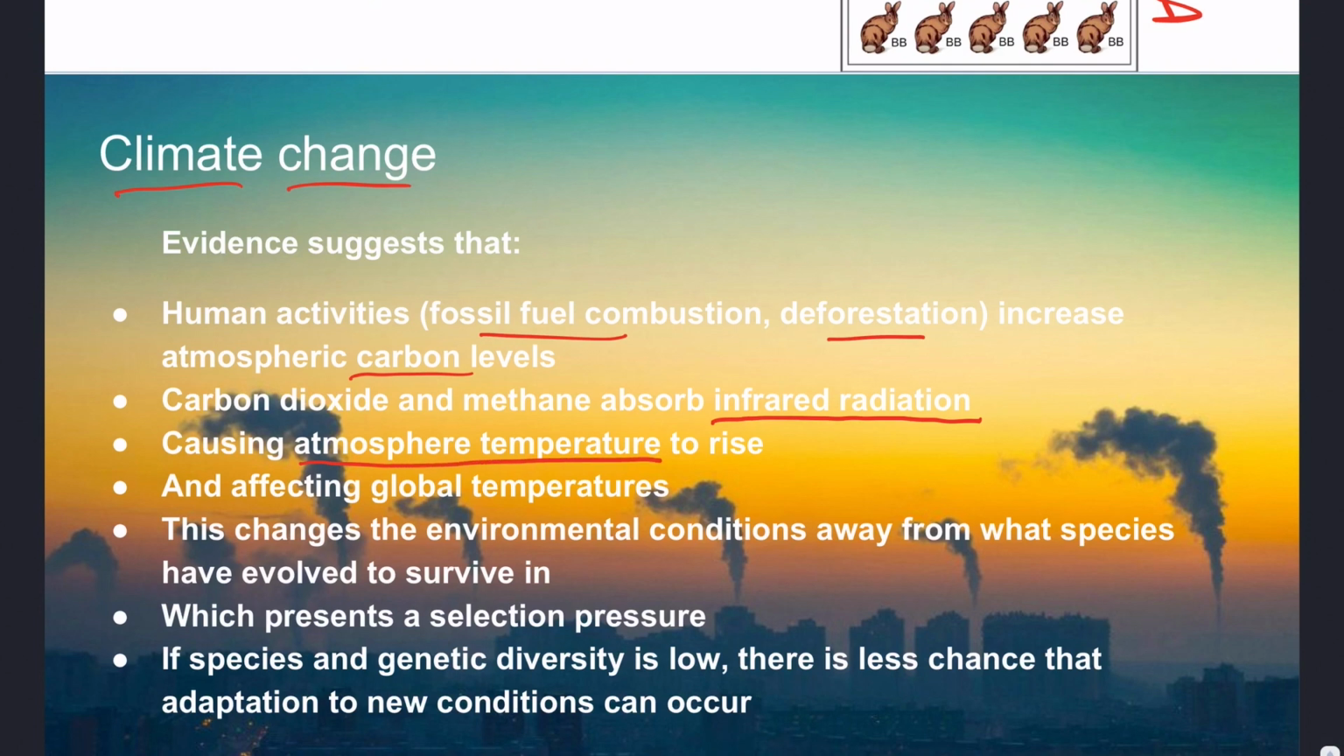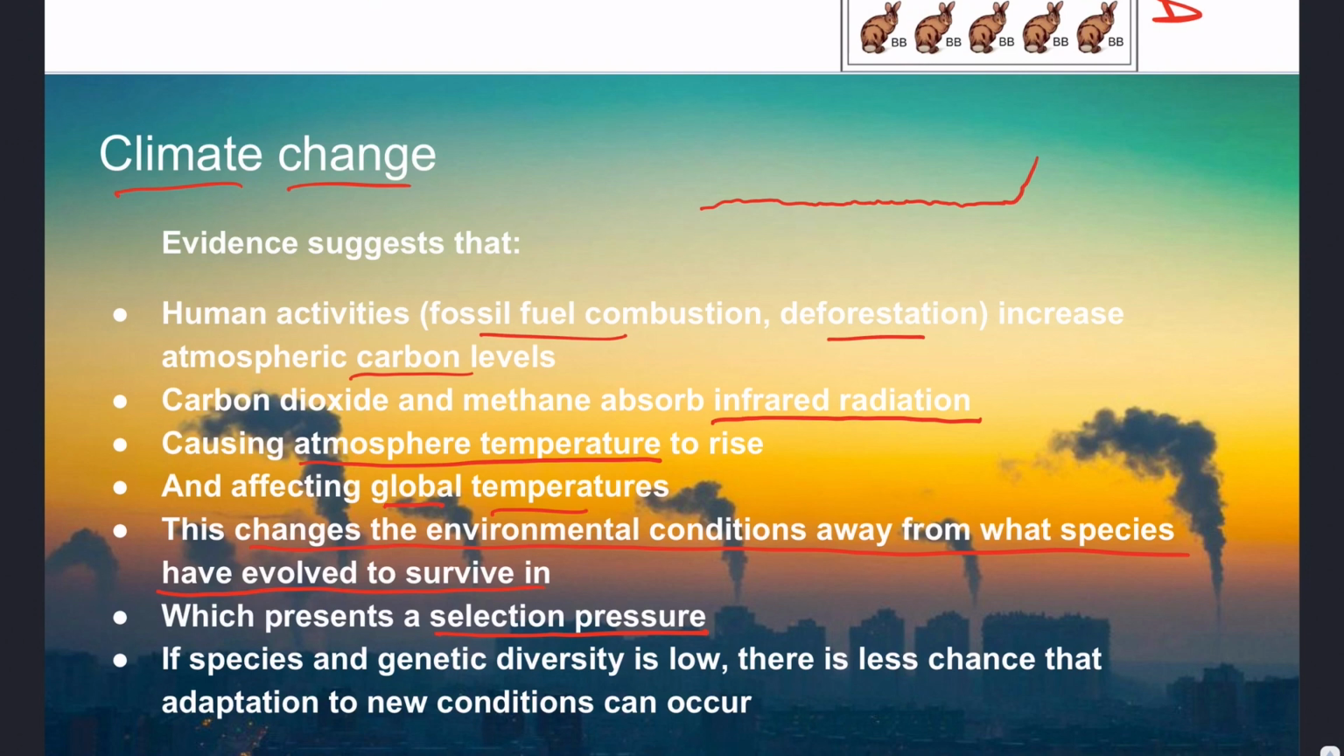Okay, and when this happens, global land temperatures increase, and the oceanic temperature increases. It's not just the atmosphere, it impacts all aspects. And because of this, the phenomenon that we call global warming changes the environmental conditions away from what many species have evolved to survive in. Okay, so conditions being stable over time, organisms have adapted to a particular set of conditions. Suddenly, the environmental conditions change and they go outside of the tolerance range of those organisms. Because of that, it affects their chance of survival, and that's what we call a selection pressure.